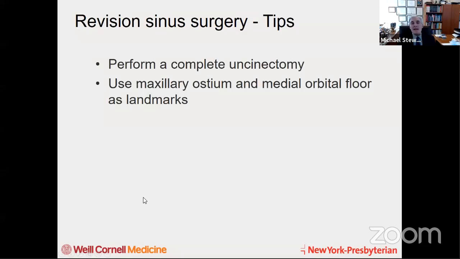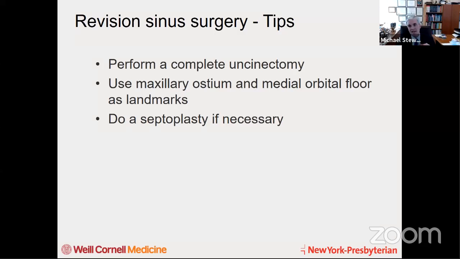So it's very important to perform a complete uncinectomy. Use your maxillary ostium and your medial orbital floor as landmarks in revision surgery. It's also very important to potentially do a septoplasty if necessary. There's actually some very good work by Dr. Tim Smith, and also some other work that's been done by others, including Zach Soler and Peter Wong, where they have looked at markers of success in revision surgery.